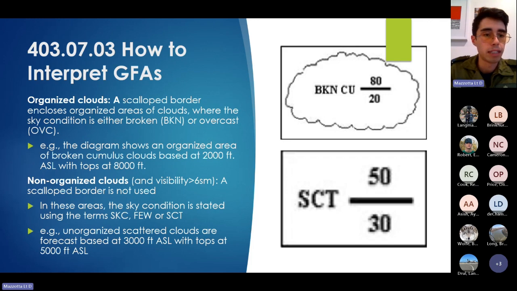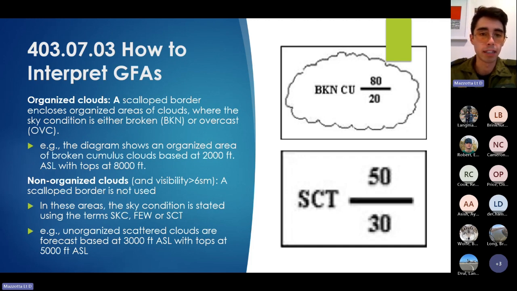Okay. Organized clouds. That means they have a scallop border enclosing an area of clouds where the sky condition is going to be either broken or overcast. So that's going to be like a solid layer of cloud. And that's what it would look like on the GFA.